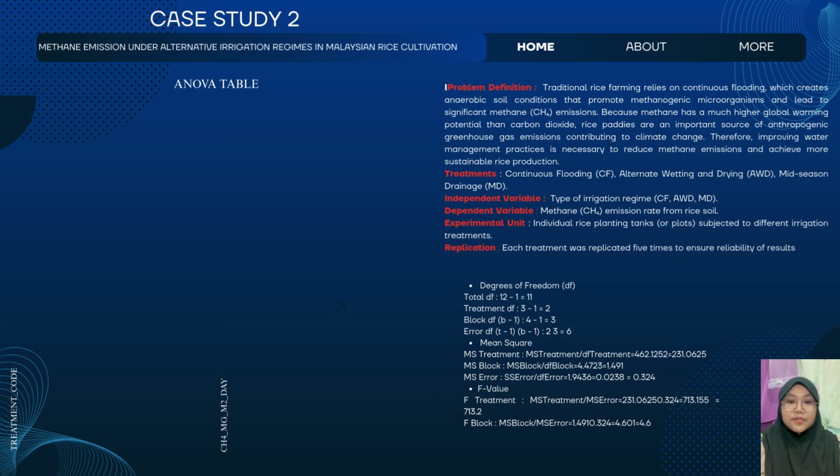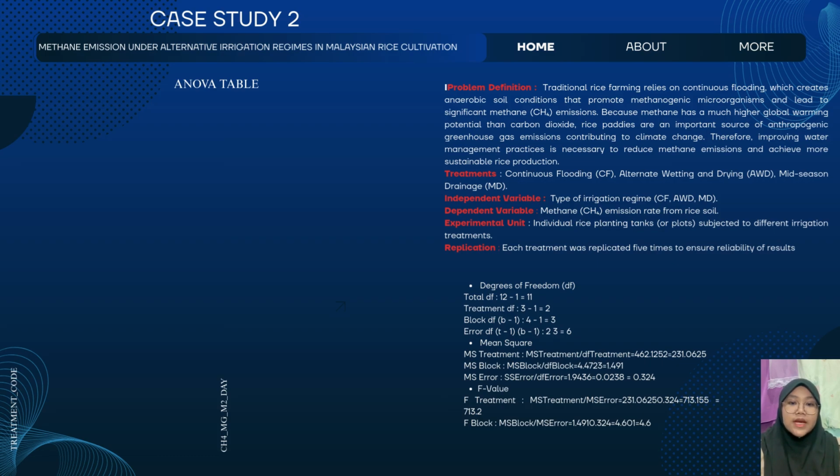Next is case study 2, methane emission under alternative irrigation regimes in Malaysian rice cultivation. The problem definition for this case study was that traditional rice farming relied on continuous flooding, which creates anaerobic soil conditions that promote methanogenic microorganisms and lead to significant methane emission.